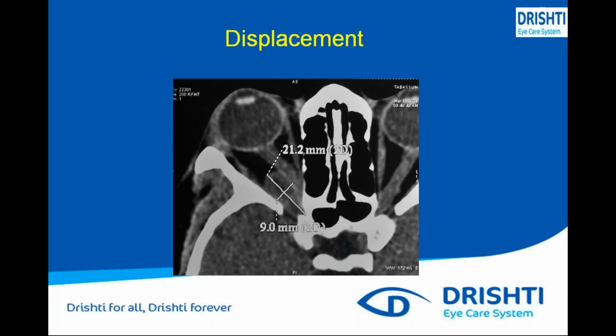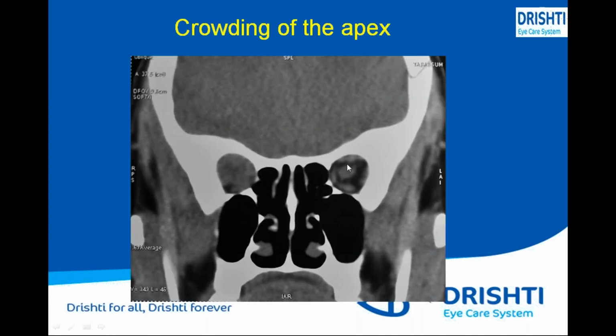For crowding of the apex, normally you can identify all four rectus muscles and the optic nerve, but due to an ill-defined mass there is total crowding. Think of a crowd: if there are four people, you can easily identify one or two of them. But if it is so crowded and you want to identify someone, it will be difficult. So it is an ill-defined mass, and because of it, this is called crowding of the apex.